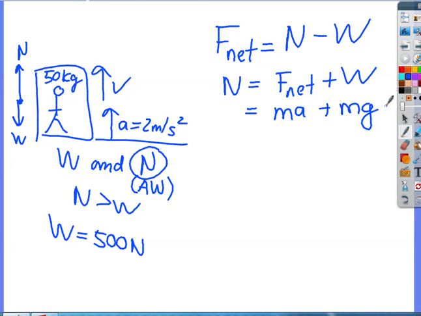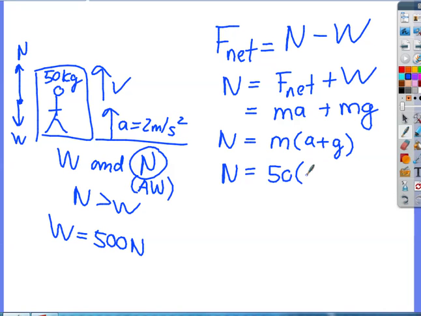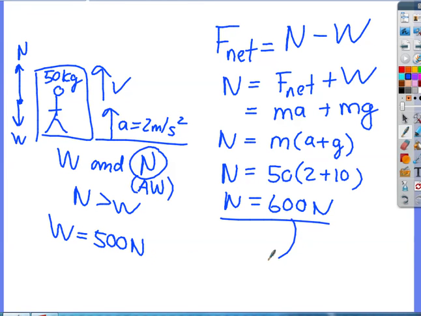Now what we do a lot of times is this is the same M, so I'll write this out as N equals M times (A plus G). And I plug it on in now. N equals 50 times (2 plus 10). And so the normal force equals 600 newtons. Hey, awesome. It's greater. That's what we expected. All right?